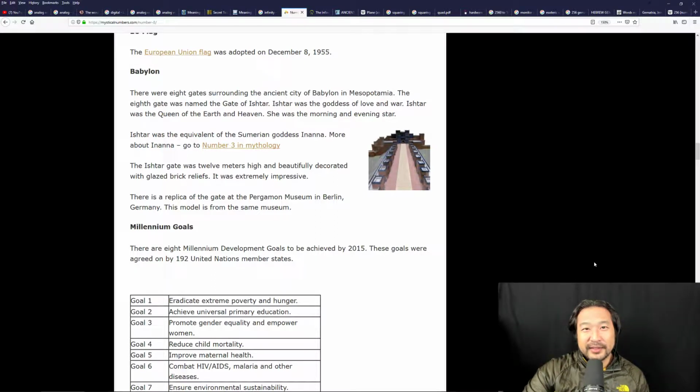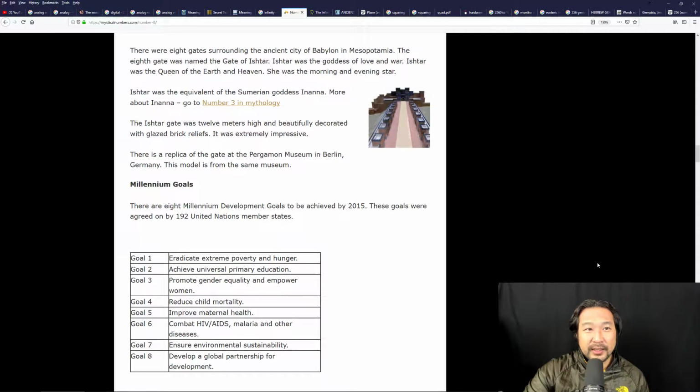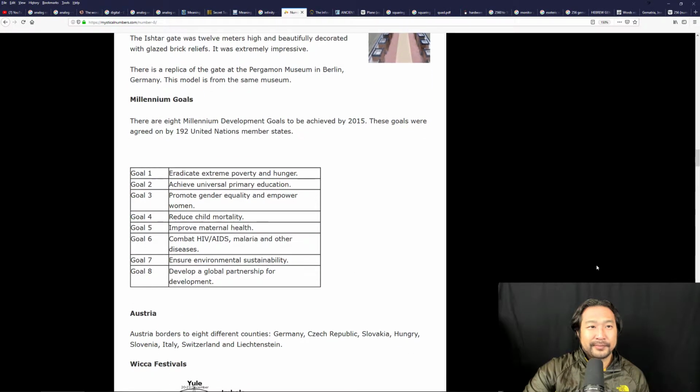8 gates surrounding the ancient city of Babylon. Ishtar was the equivalent of the Sumerian goddess Inanna. Let's see. 8 millennium development goals to be achieved by 2015. These goals were agreed upon by 192 United Nations member states.